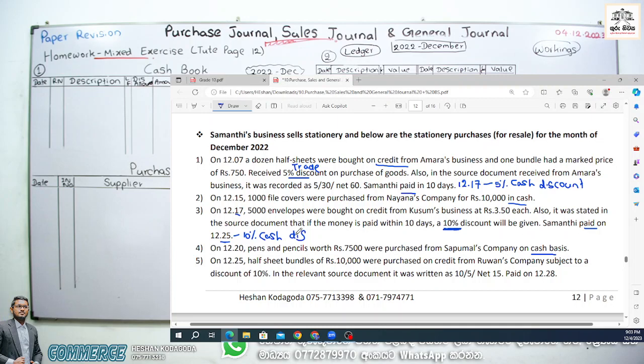Number 5. Okay. On December 25th, half sheet bundles worth 10,000 were purchased on credit from Ruan company, subject to a discount of 10%. In the relevant source document, it was written as 10/5 net 15, paid on 28.